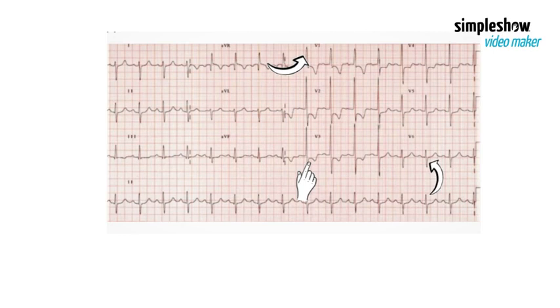There are some other supporting criteria for RVH. These are right atrial enlargement, also called P pulmonale. About this we have already discussed in our previous video, and I will give the link in the description box. An S1, S2, S3 pattern will be present in leads 1, 2 and 3.